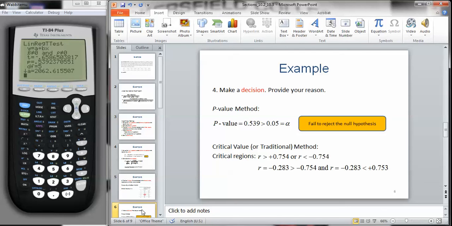All right. Then for the critical value method, as I mentioned, when r is greater than positive 0.754 or when r is less than negative 0.754, then we reject the null hypothesis. But in this case, our test statistic r is negative 0.283, which is greater than negative 0.754 and also less than positive 0.754. So it's not in the rejection region. That also tells us to fail to reject the null hypothesis.